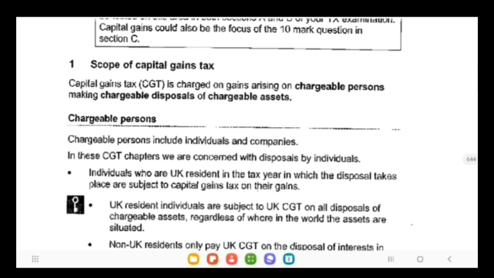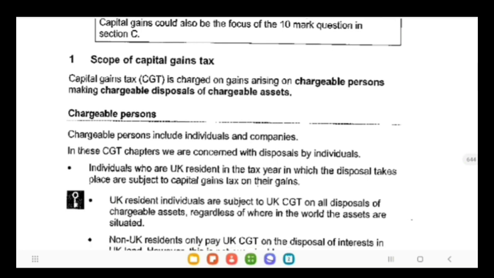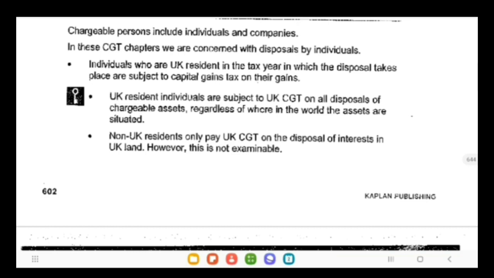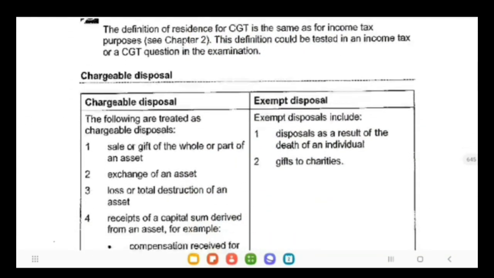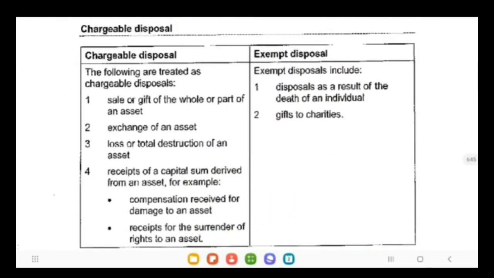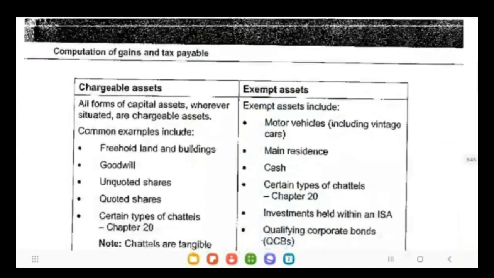An individual who is UK resident in the tax year in which the disposal takes place is subject to capital gains tax on their worldwide gains, while the non-UK resident is not examinable. Chargeable disposal includes sale or gift of the whole or part of the asset, exchange of an asset, loss or total destruction of an asset, and receipt of a capital sum derived from an asset, like compensation received for damage of an asset, and receipt for surrender of rights to an asset. While exempt disposals are disposals as a result of the death of an individual and gifts to charities.